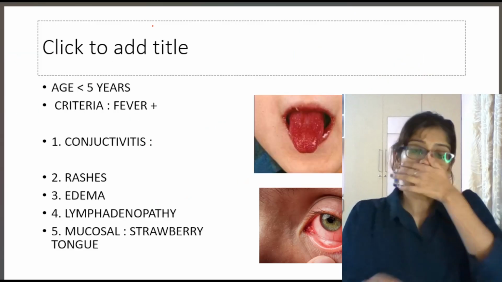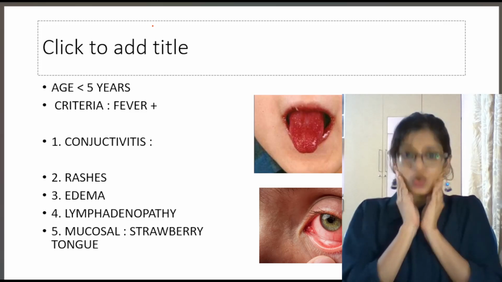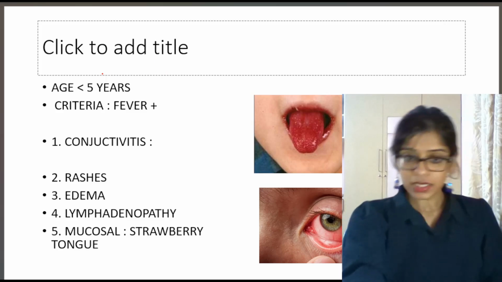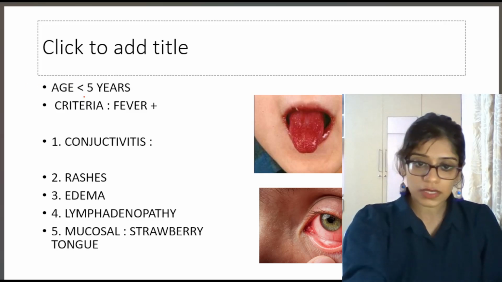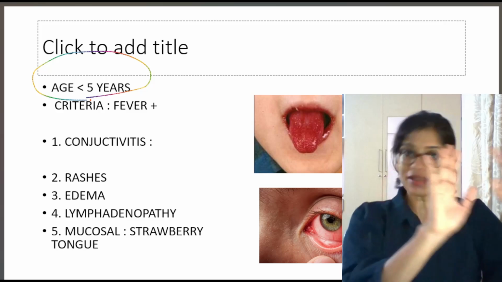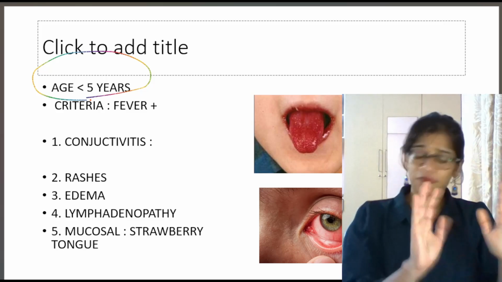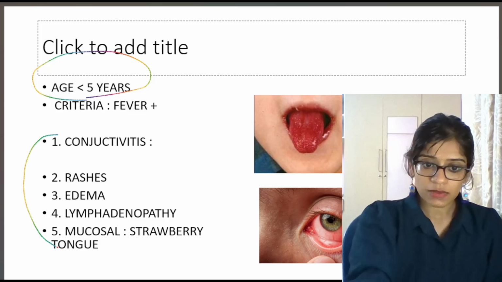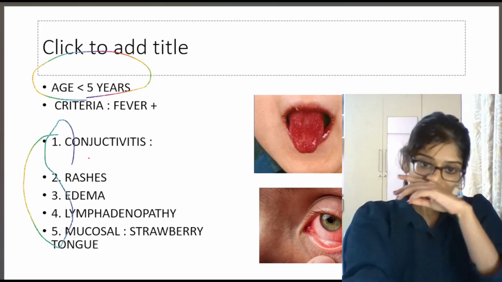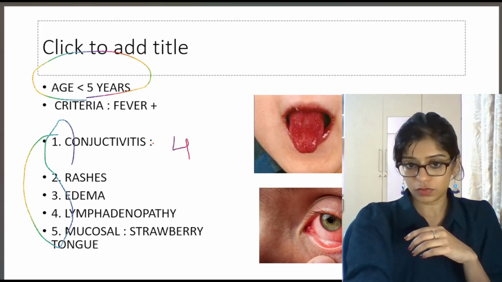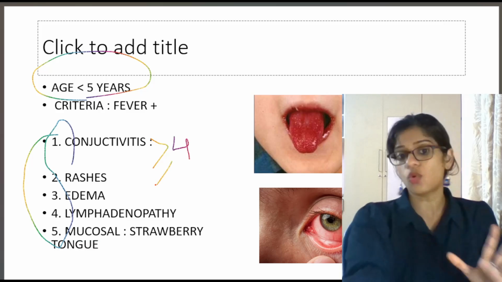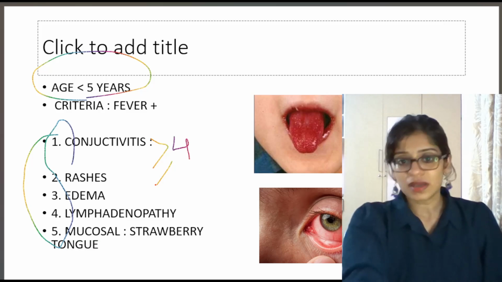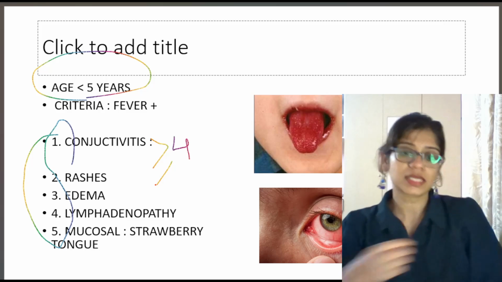Okay, so there is a criteria. How will you diagnose a child to have Kawasaki's disease? This criteria is very important. It usually occurs in children less than 5 years of age. The first point is the child should have fever lasting for more than 5 days, and 5 features that I have written here. Of these 5 features, at least 4. If there are 4 or more features, then you can label the child as having Kawasaki's disease.